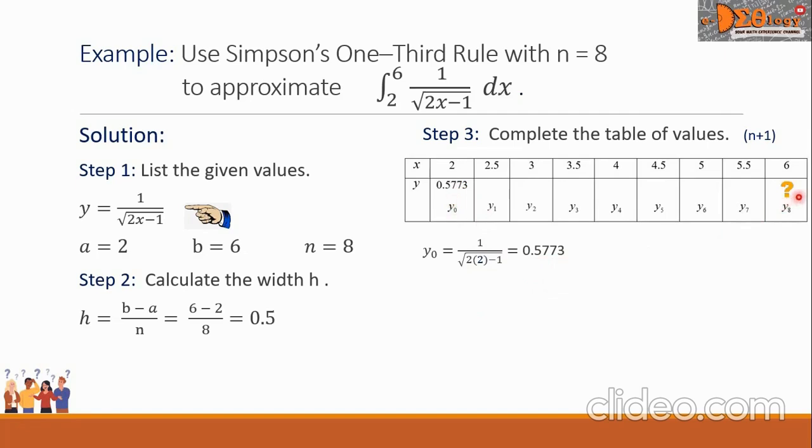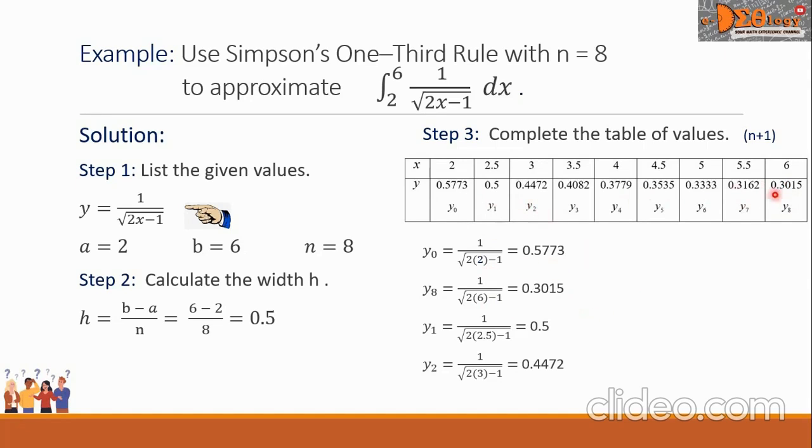And we can proceed with the last value, the y sub 8. So this becomes y sub 8 equals 1 all over the square root of 2 times 6 minus 1. Simplifying this, we will get the value 0.3015. Then we copy this on the blank. We can fill the values for the y using this pattern, and we have these values here.